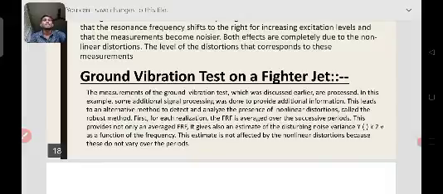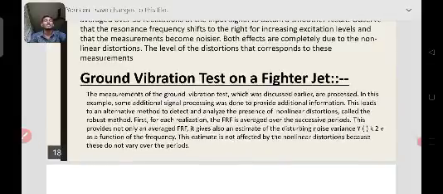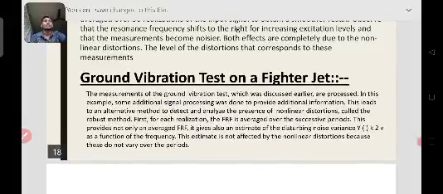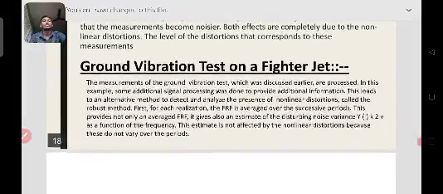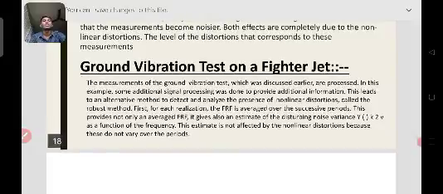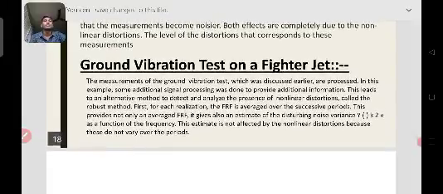For each realization, the FRF is averaged over the successive periods. This provides not only an average FRF, it also gives an estimate of the disturbing noise variance, denoted by sigma squared of y of k, as a function of the frequency. This estimate is not affected by nonlinear distortion because they do not vary over the periods.